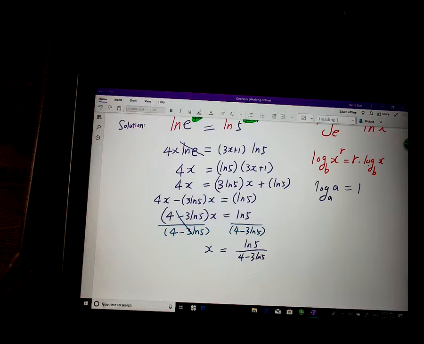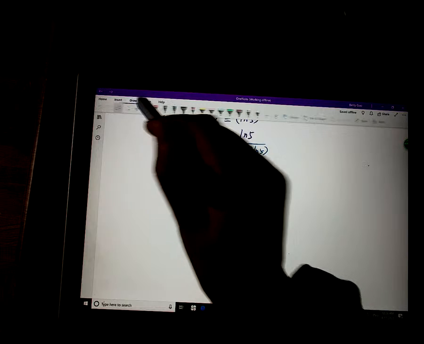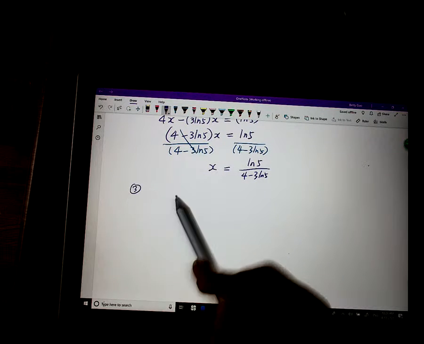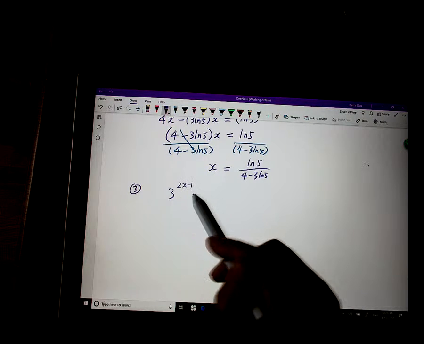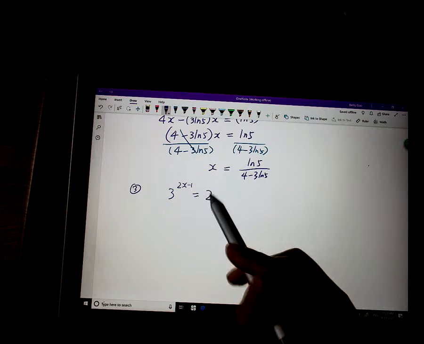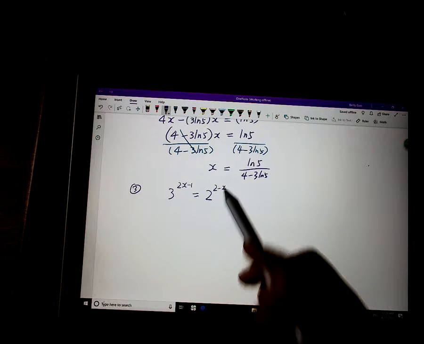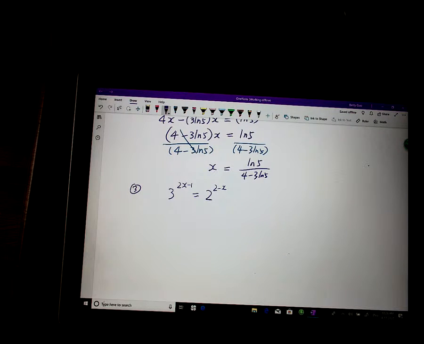All right, let's continue. Number 3: 3 to the power of 2x minus 1 equals 2 to the power of 2 minus x. The base on the left is 3, the base on the right is 2. Not elementary. We're going to solve this exponential equation using the approach that we applied earlier for the previous 2 examples.